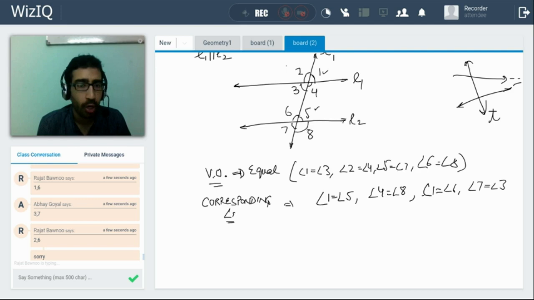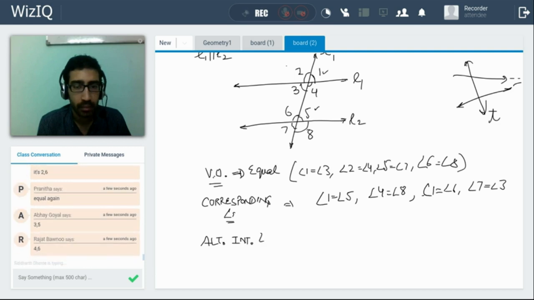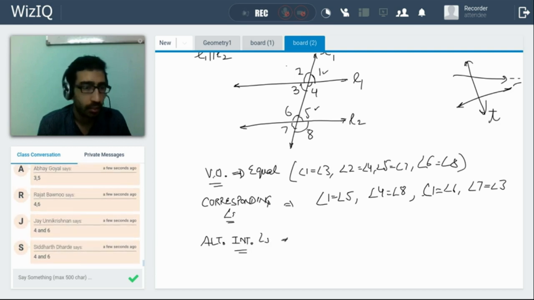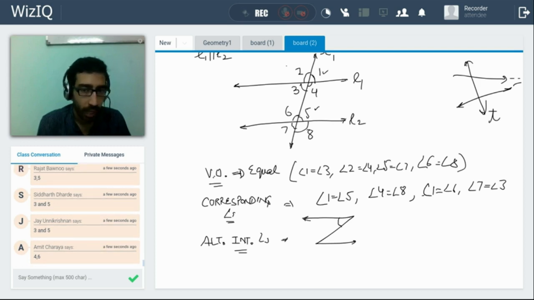What about alternate interior angles? 3, 5, 4, and 6. Excellent. Alternate interior angles essentially are angles that you would see in a Z, angles enclosed in a Z. I'm assuming this line L1 is parallel to L2. So angles enclosed in a Z: this angle becomes equal to this angle, L1 and L2 being parallel to each other. Or even if the Z does not look like a typical Z, but like this laid back kind of Z, this angle is equal to this angle.